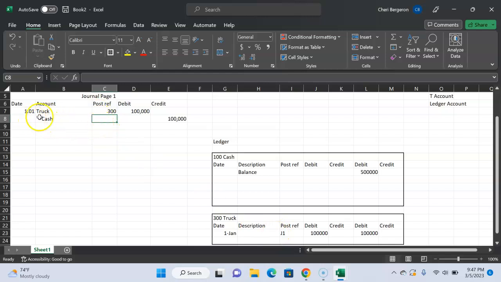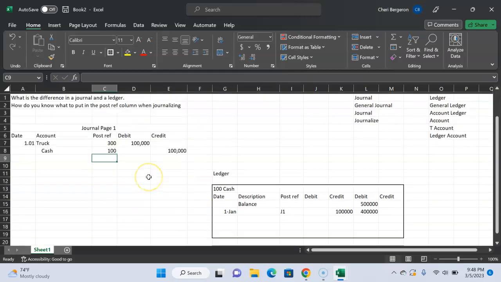So let's do cash next. We need to post cash next. I credited cash for $100,000, so I look for my cash account. Here it is. I say on 1/1 I credited cash for $100,000. So what is my new balance? Well, when you have a debit and a credit, they're different, so you subtract. It's 500,000 minus 100,000. It still stays on the debit side because the debit is still the larger side. So it's 400,000. That's my new balance. All right, let's do the post-ref. This came from journal page 1. Up here, this went to account number 100.